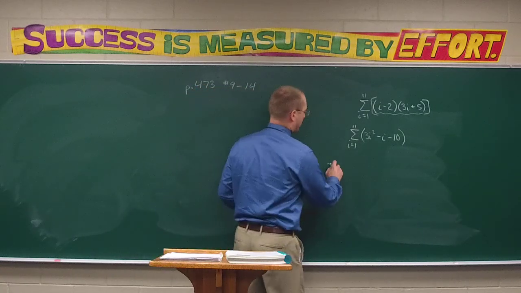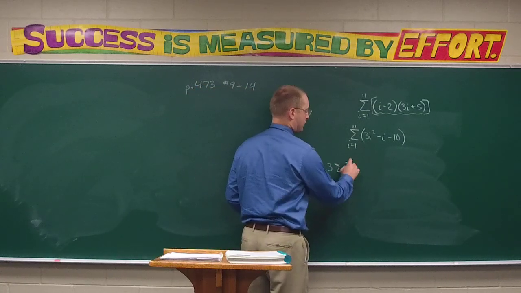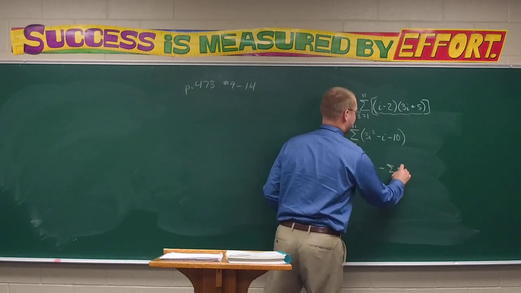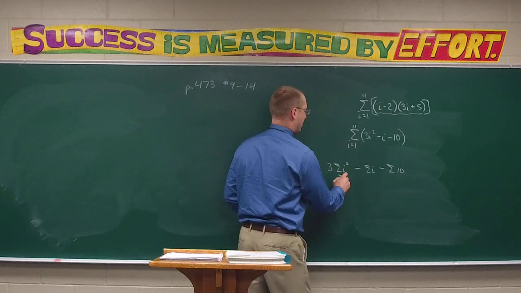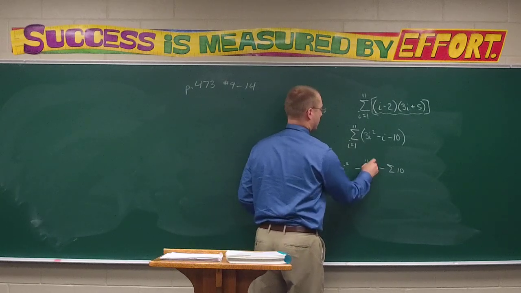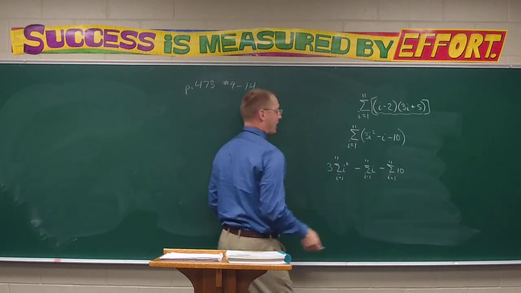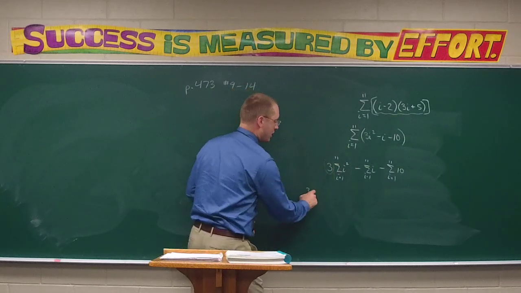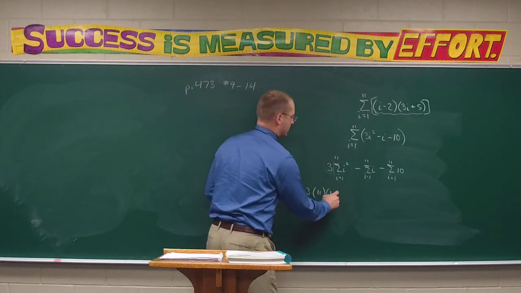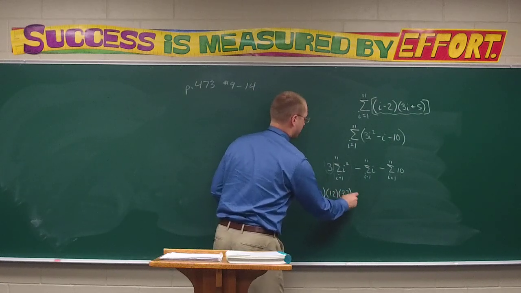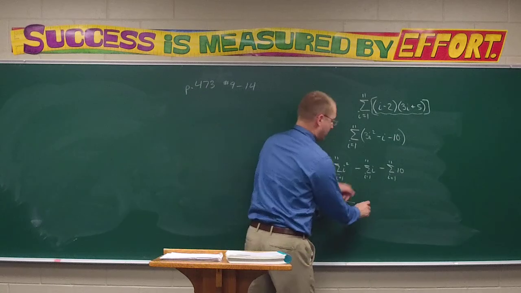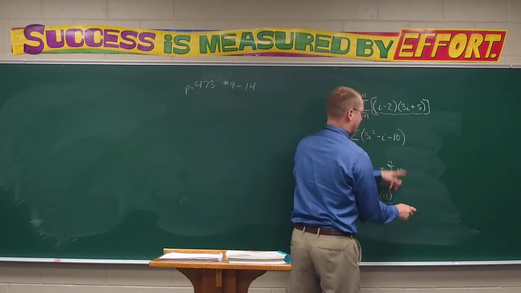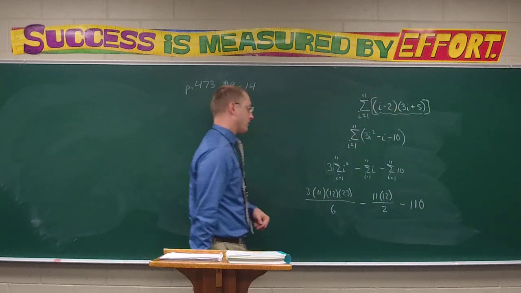All right, so from there, we're going to break into 3 times the series of I squared, minus the series of I, that's a horrible sigma, minus the series of 10, all of these going from 1 to 11. All right, so we're going to start with a series of I squared. I'm going to go ahead and lump the 3 in the top. So 3 times 11 times 12 times 23 all over 6. Then here we've got just the 11 times 12 over 2. And then finally the 10 times 11, negative 110.